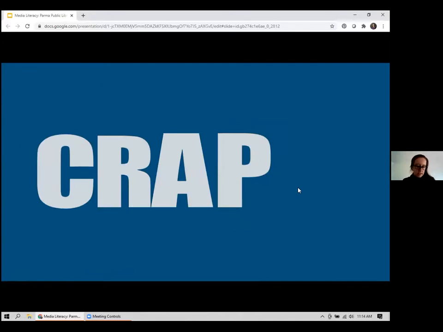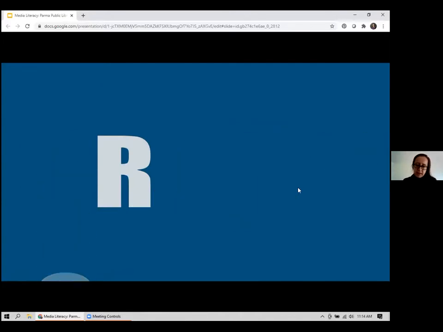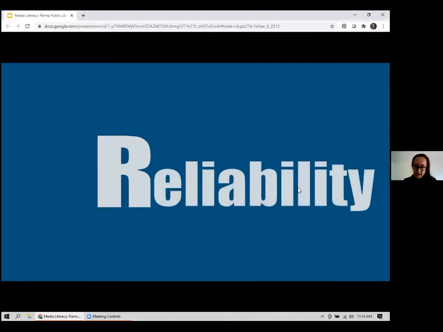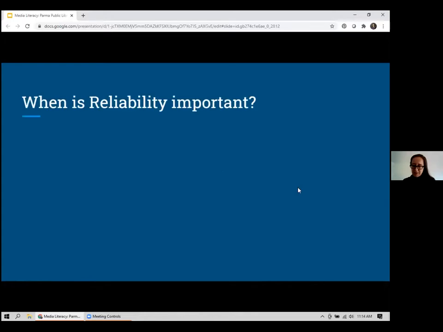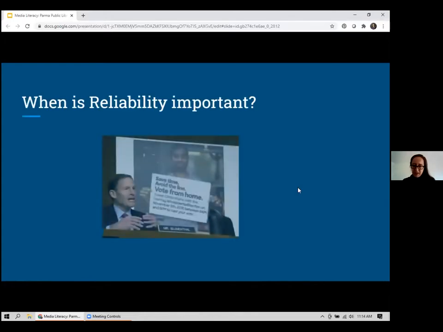So the next piece of the acronym is reliability. And reliability is, they're all important, but this is sort of one that is, if you only were to do one of these on a check of information, it would be probably the most important.